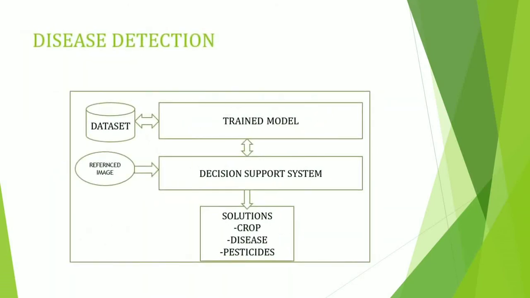Disease detection. We are taking a reference image as an input to the decision support system, where we are using a decision algorithm to identify the different kinds of diseases. This system makes use of a trained model to take the further decision. The trained model uses the dataset to provide a proper suggestion.